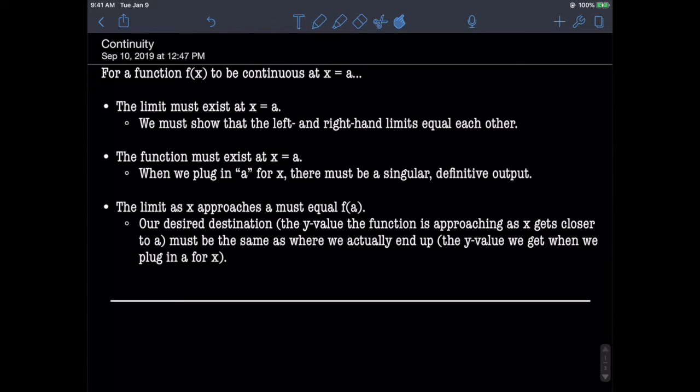Basically, what we're trying to prove here is that our destination, whatever the limit equals, is the same as where we actually end up, the y value when you plug in your value for x. And that's it for conditions. Now let's take a look at the different types of discontinuities we get when our different conditions fail.